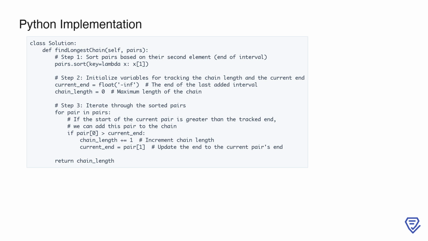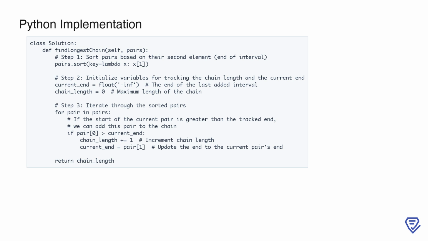2. Initialization. Two variables are initialized. current_end is set to negative infinity. This keeps track of the end value of the last added pair in the chain. chain_length starts at 0 and will count the number of pairs in the longest chain.